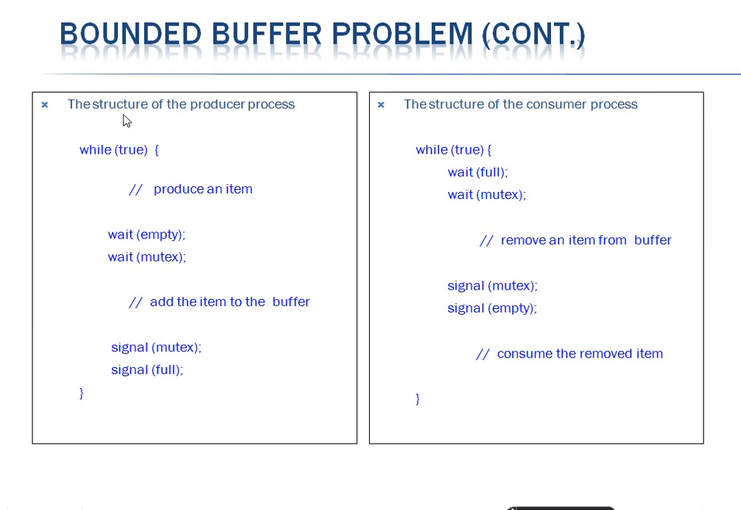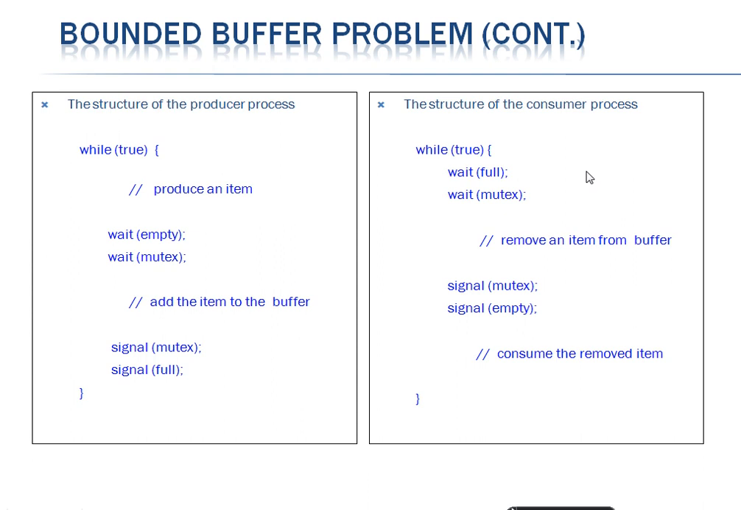In the producer process, while the condition is true, the producer produces an item. Then it invokes wait on the empty semaphore and wait on the mutex semaphore, then adds an item to the buffer. After doing so, it signals mutex and also calls the signal function over the full semaphore.